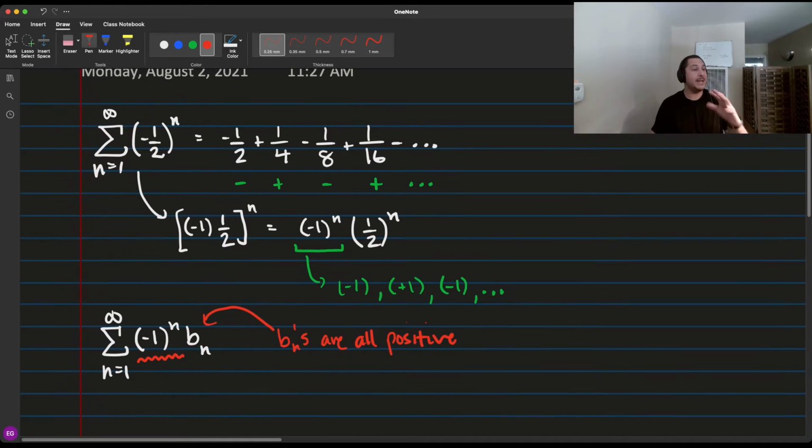Hopefully that's making sense so far, that it flips back and forth. It's really annoying to keep track of the fact that it flips back and forth, so we say, hey, forget about the fact that it flips back and forth. Let's look at what happens if it doesn't flip back and forth. We call that part b_n, and then we multiply that by (-1)^n, and that's the part that causes the sign change.